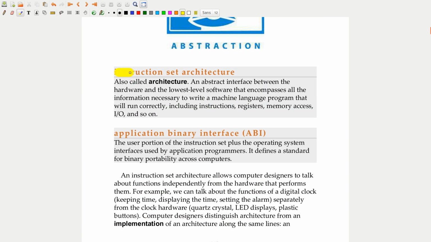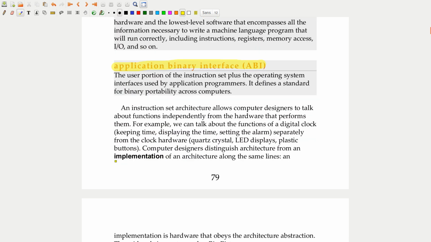Okay, so we've gone over the instruction set architecture, or ISA, and we've gone over the application binary interface, or ABI. An instruction set architecture allows computer designers to talk about functions independently from the hardware. So this is important. If we're trying to talk to somebody about what a computer does, we don't need to teach them what hardware is before we teach them software. We want to be able to talk about things generally, like we've said so many times before.